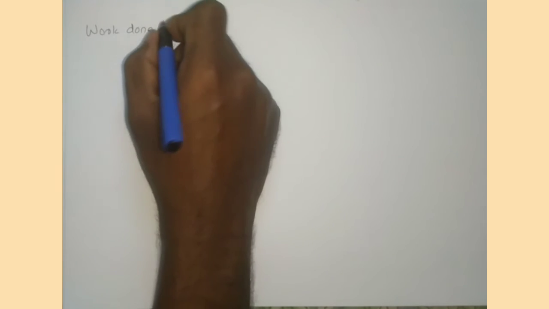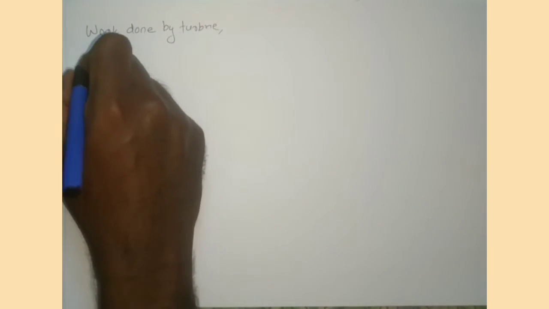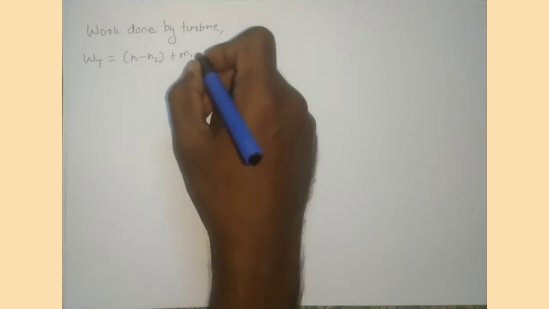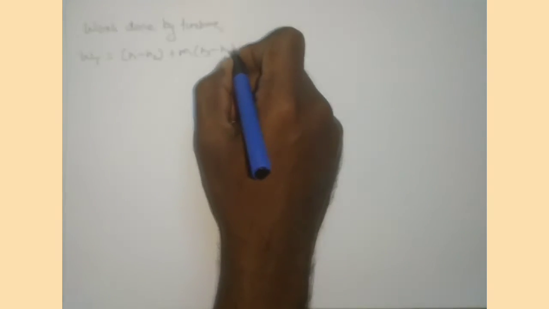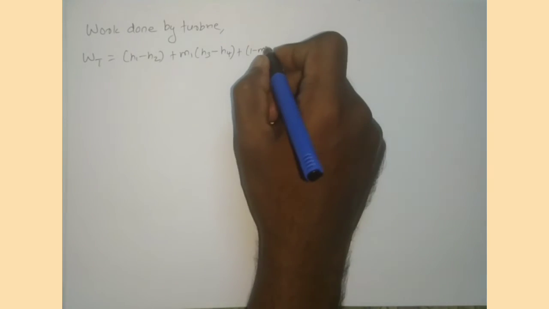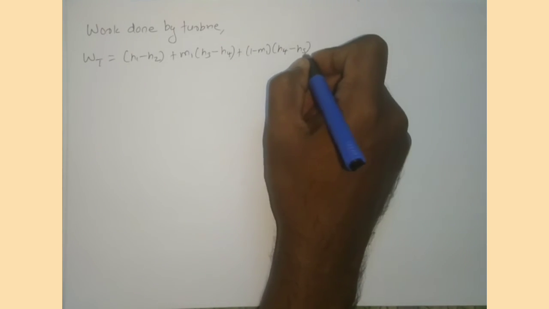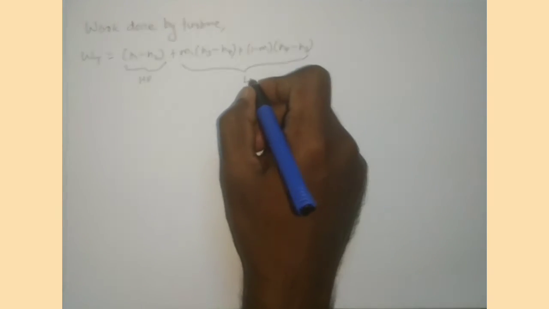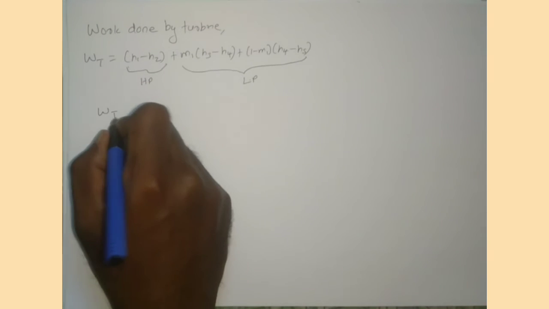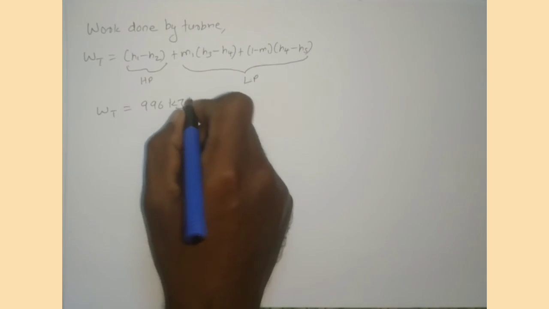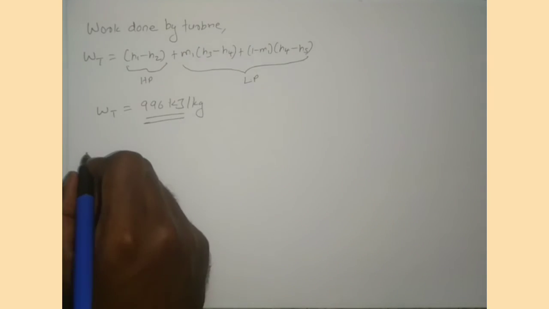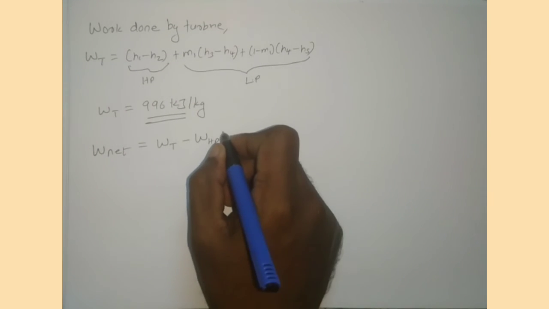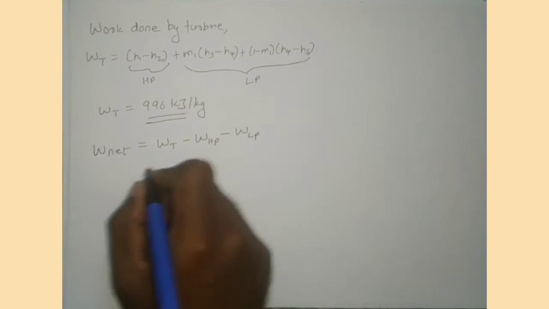Work done by turbine, that is WT equals work done by high pressure turbine plus work done by low pressure turbine. That is WT equals H1 minus H2 plus M1 into H3 minus H4 plus 1 minus M1 into H4 minus H5. And after substituting values, we will get WT as 996 kilojoule per kilogram. Net work done, that is Wnet equals work done by turbine minus work done by high pressure pump and low pressure pump.